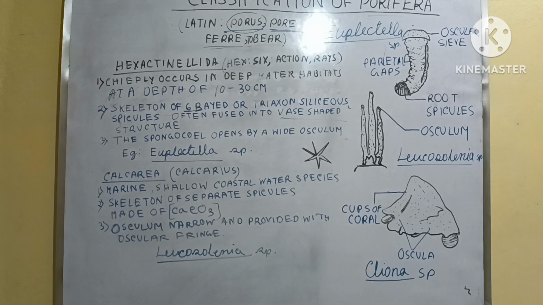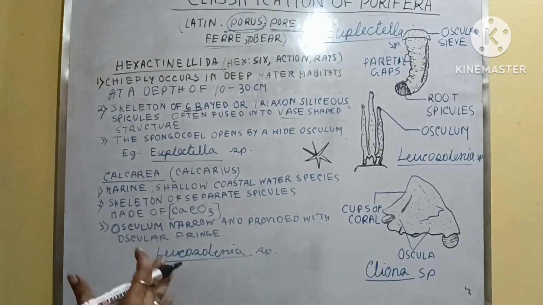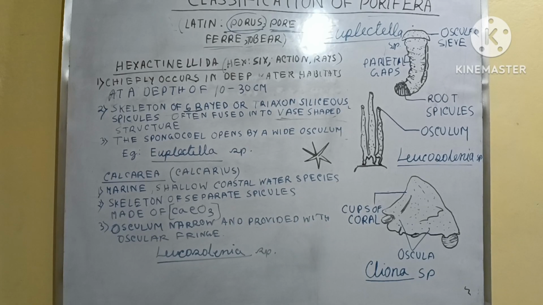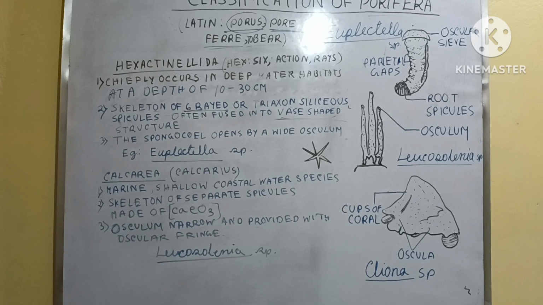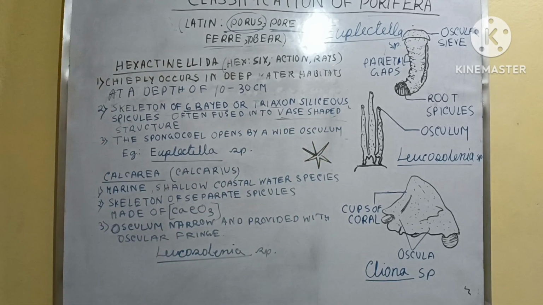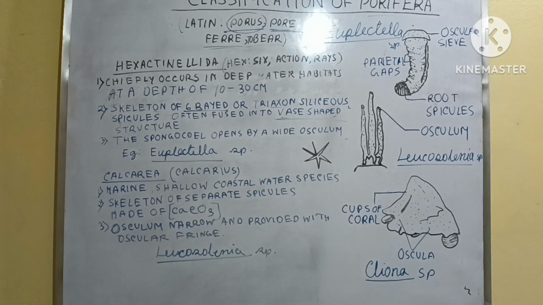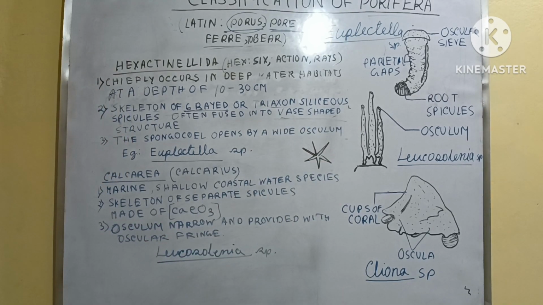The structure looks like a vase, this is actually vase shaped. The skeleton is 6-rayed, or the triaxial siliceous skeleton, you can see. So the skeleton is made up of triaxial siliceous spicules, and the structure is, you can see, vase shaped.